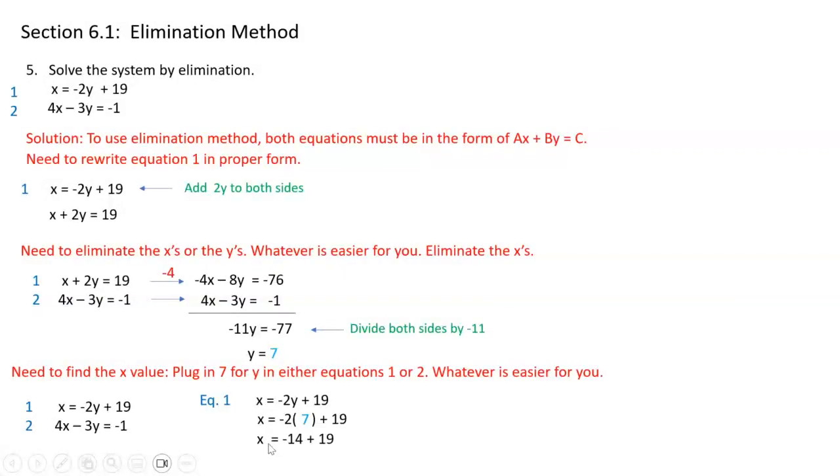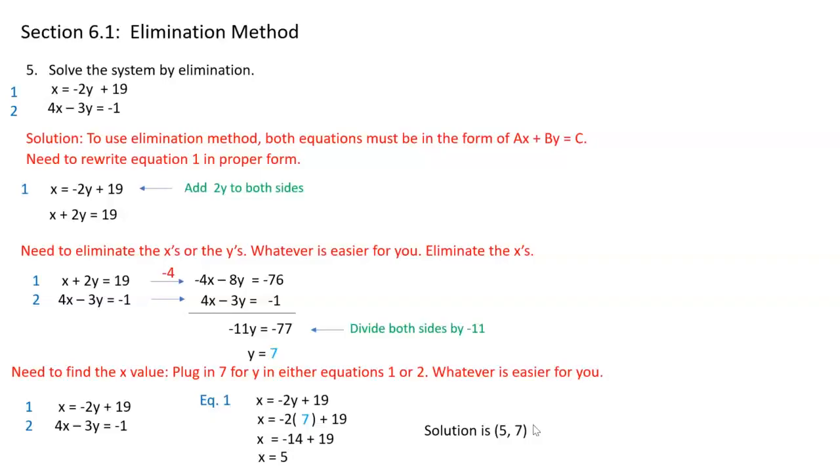That'll give us x equals negative 14 plus 19, which means x equals 5. So my solution is (5, 7). That's your solution. And recall, guys, the first slide that I went over.